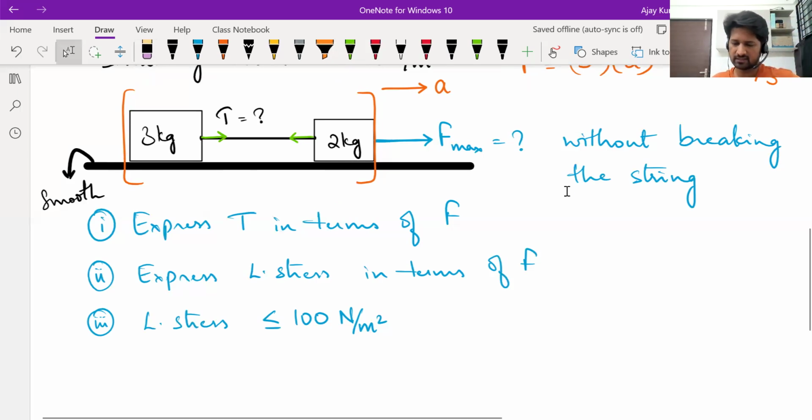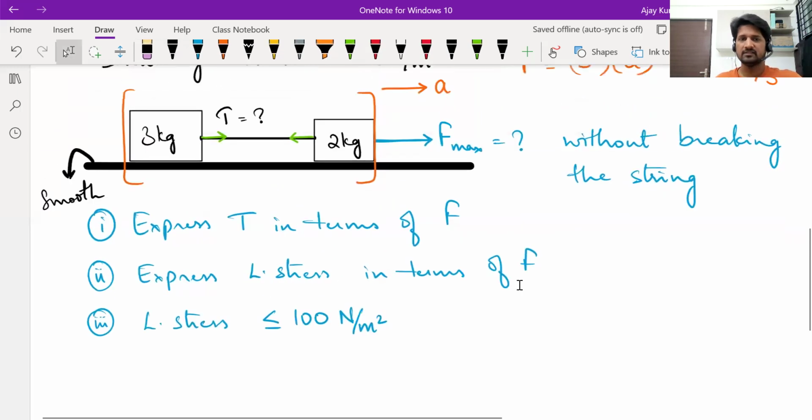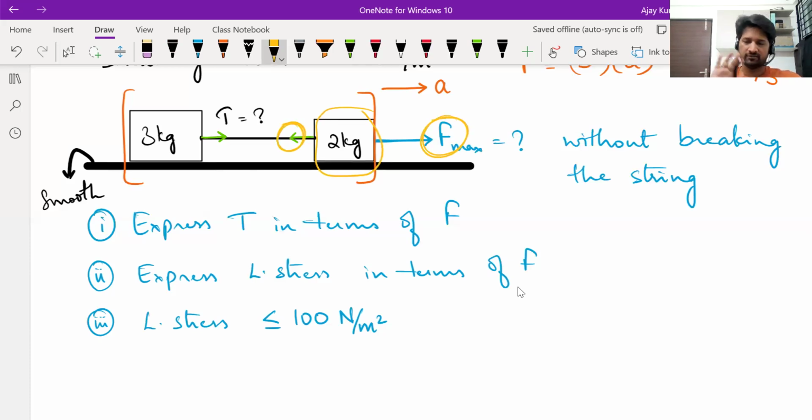So consider the 3 kg block or 2 kg. You can take any one of them. I'll prefer taking the 3 kg because on 3 kg, the net force itself is tension. If you write the equation for 2 kg, there is a force F acting to the right and tension acting to the left. I'll have to write F minus T. For 3 kg, I can directly write only T. So that way it is easier.